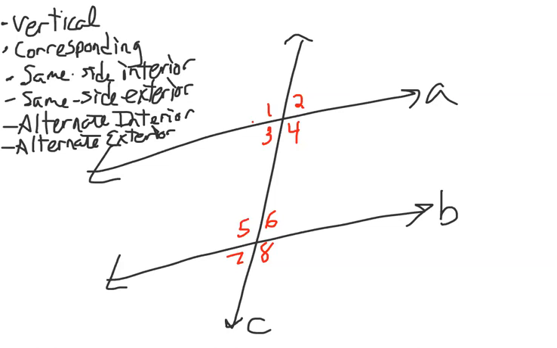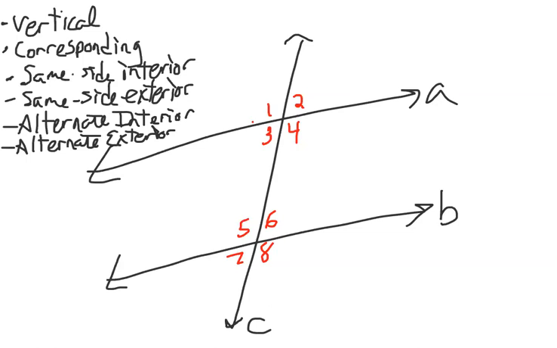All right, so give me an example of a pair of vertical angles. Jeremy. 1 and 4. 1 and 4, exactly. Very nice. 1 and 4 work.